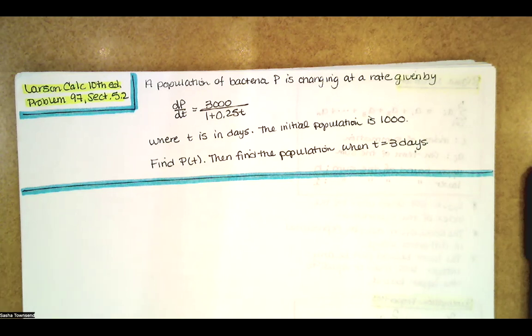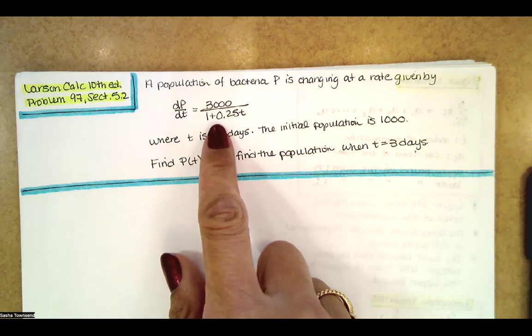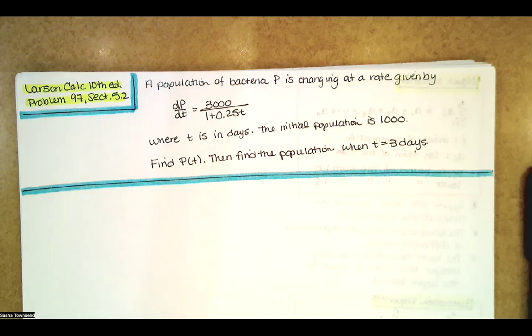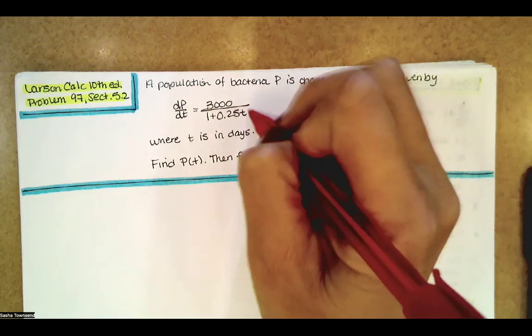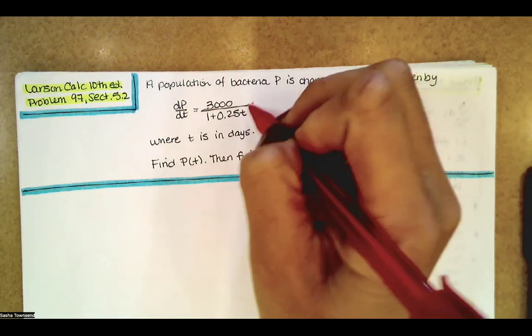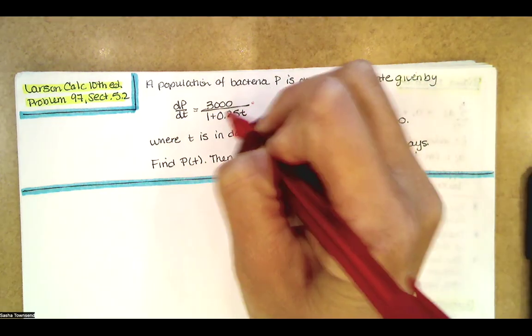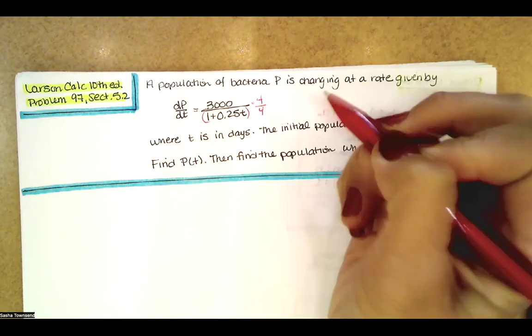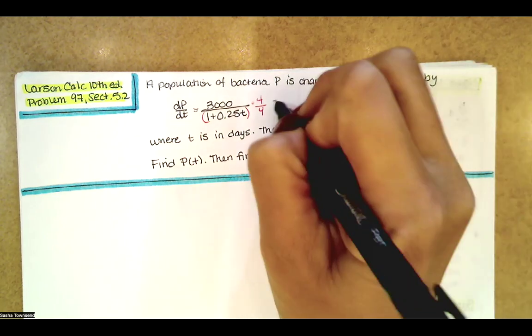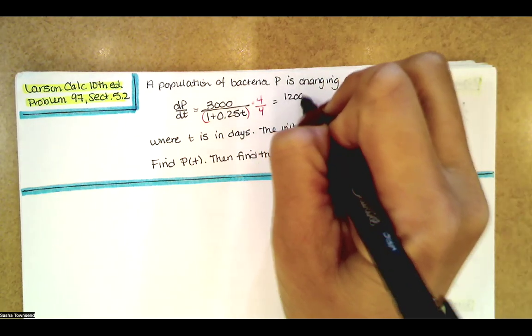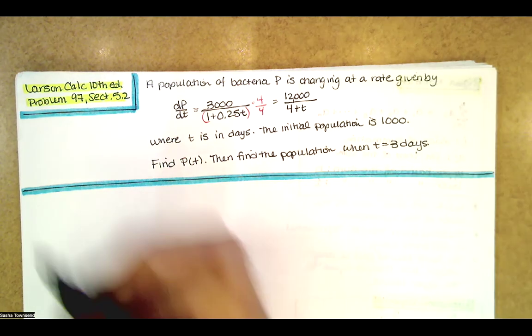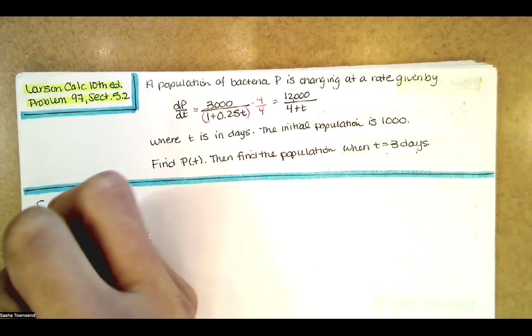So this is just a simple initial value problem. We've got a differential equation, we have an initial condition, and we're trying to find P of t. One of the things I want to do is simplify algebraically. I'd rather have a 1 in front of that t instead of that 0.25. So I'm going to multiply the numerator and denominator of this expression by 4 to simplify. That will give me 12,000 divided by 4 plus t as my dP/dt. That's my simplified differential equation.